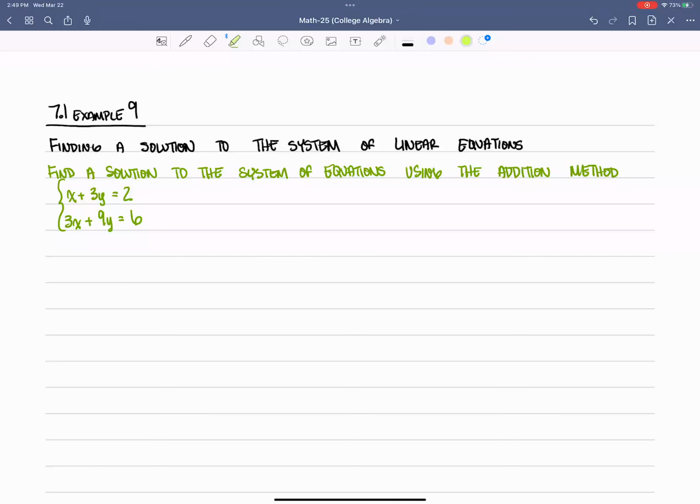Section 7.1, example 9, finding a solution to the system of linear equations. Find a solution to the system of equations using the addition method.